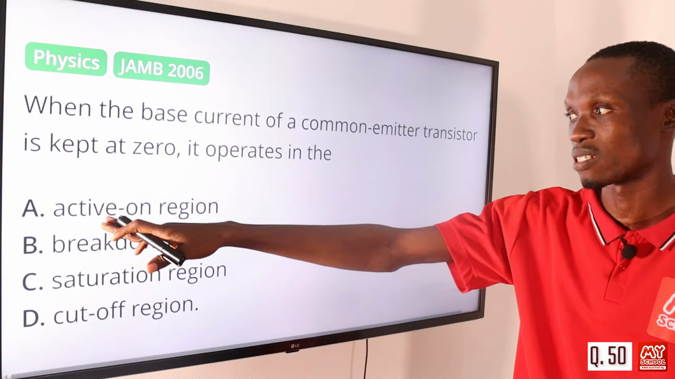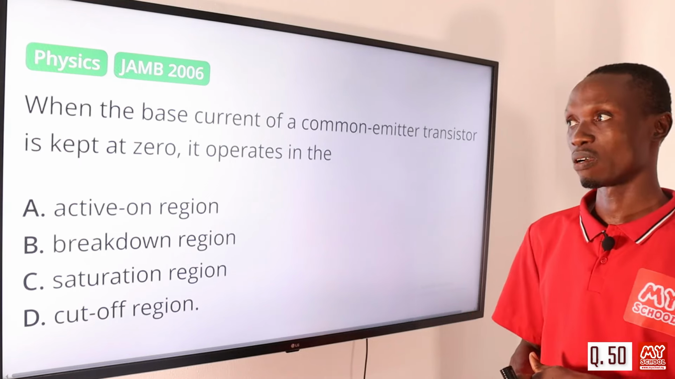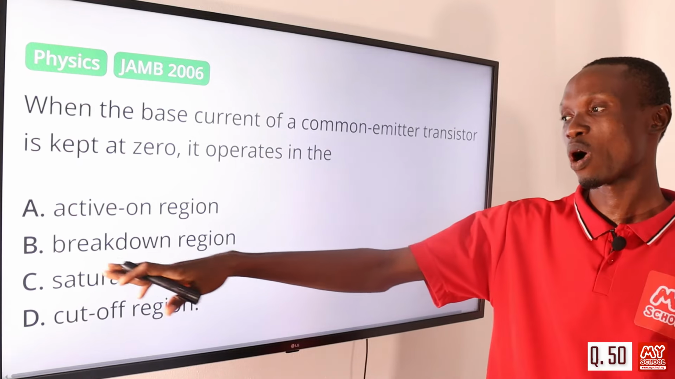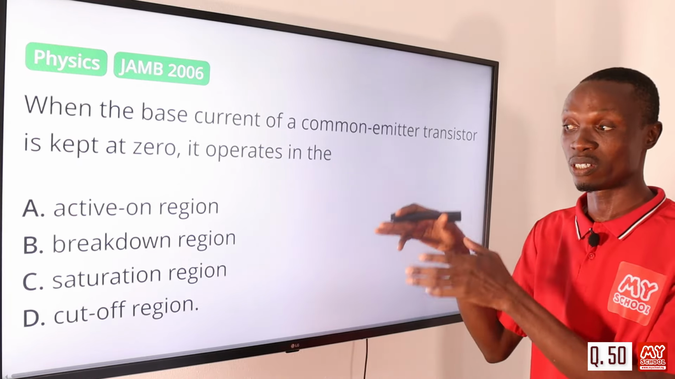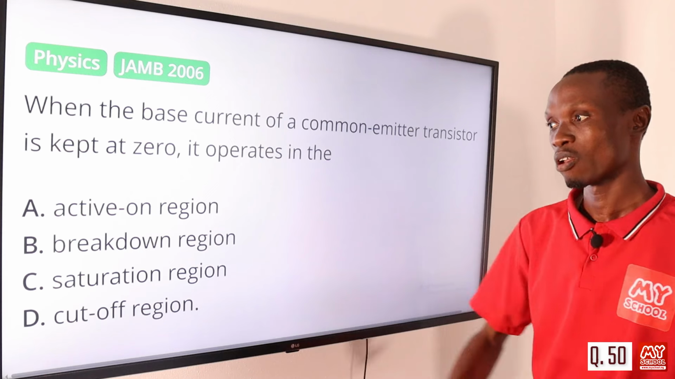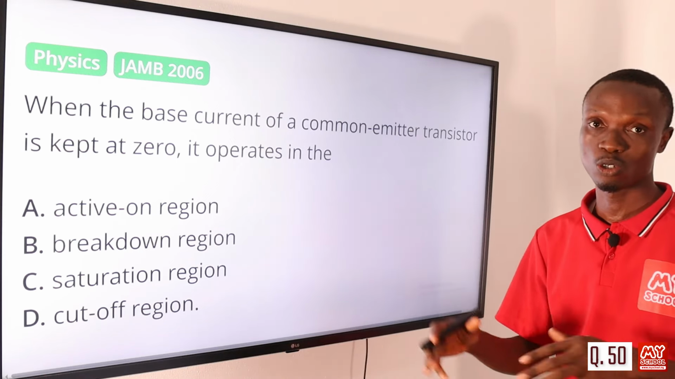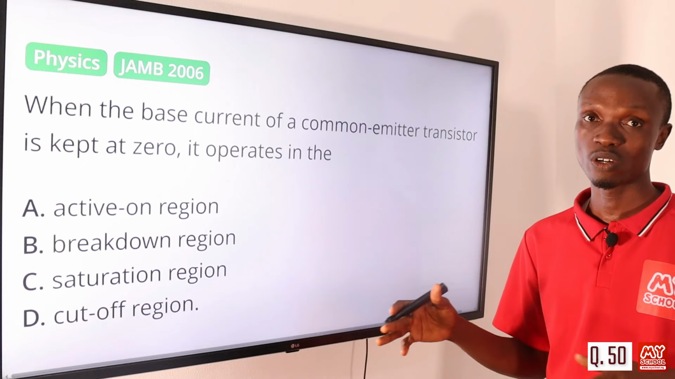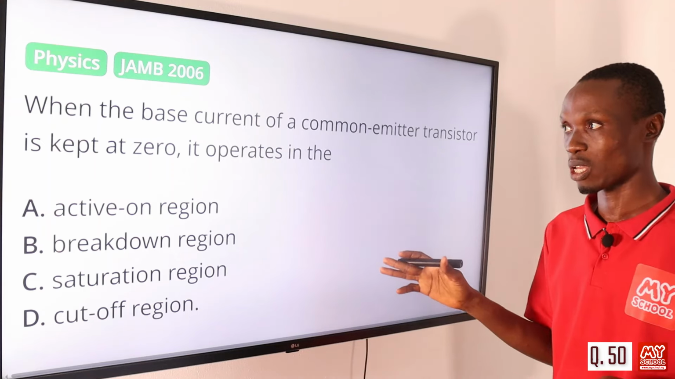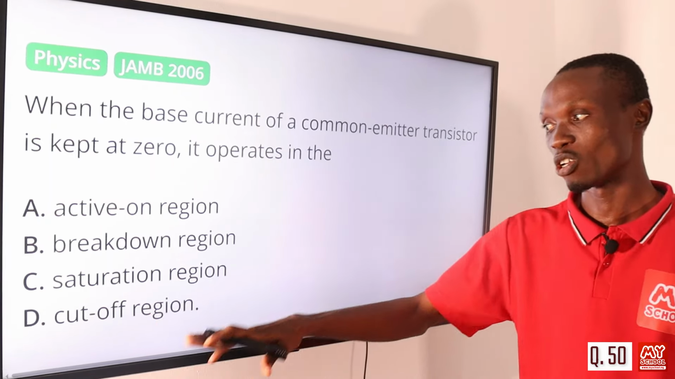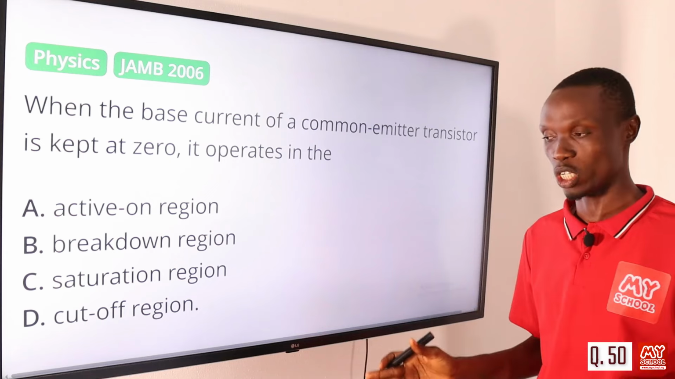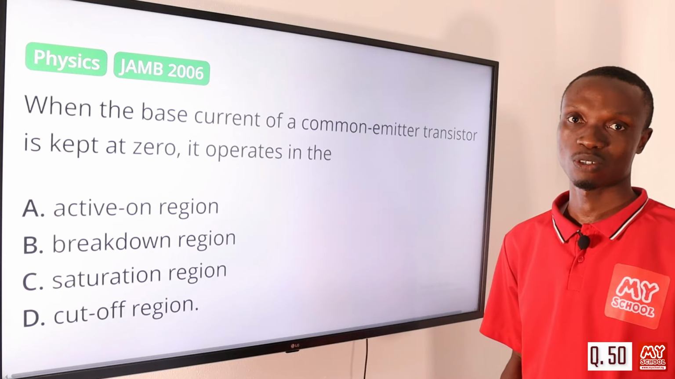For the active region, this is when the transistor behaves like an amplifier. Here it amplifies signals. While for the breakdown region, in this state, any increase in voltage will damage the transistor. While for option C, saturation region, the transistor is fully on, allowing maximum collector current. But the answer to this question is option D, the cutoff region, where the transistor behaves like an open switch. So option D is the correct answer to this question.